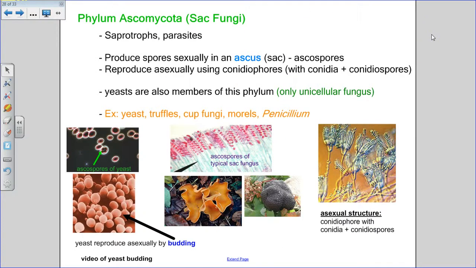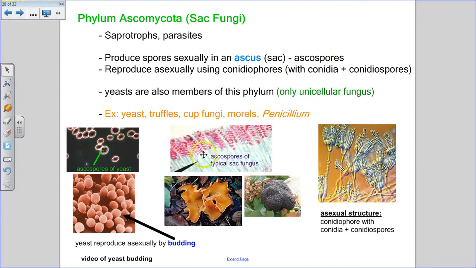Phylum Ascomycota are the sac fungi. One trick that I use for this is if you rearrange asco, the first part of it, you get sac. So they are the sac fungi. They're also mostly saprotrophs, but some parasites. They produce sexual spores in an ascus, and they're called ascospores. The ascus is a sac, and the ascospores are the spores that you'd find inside of the sac.